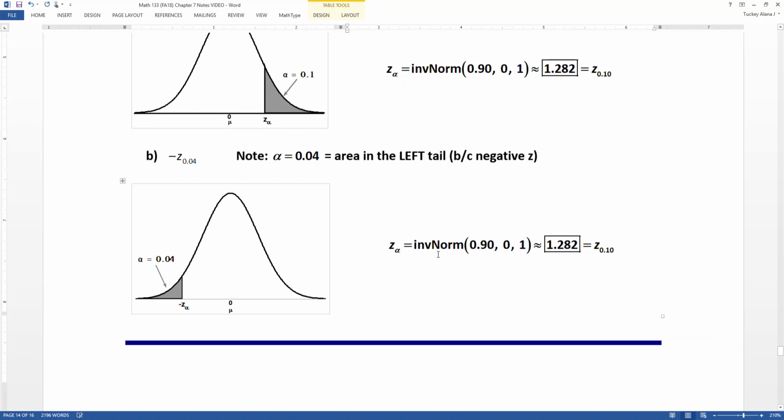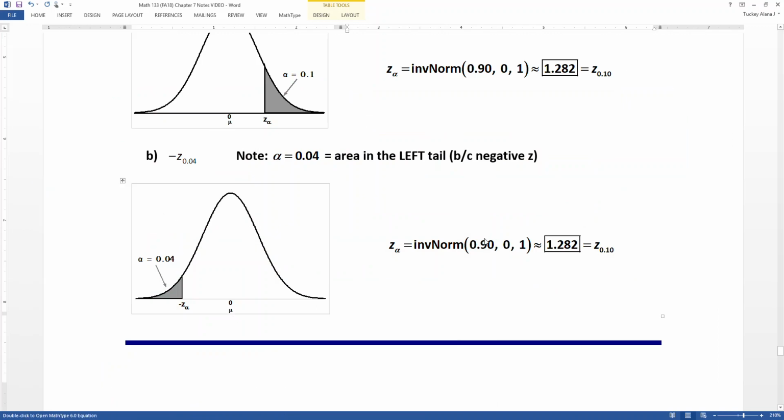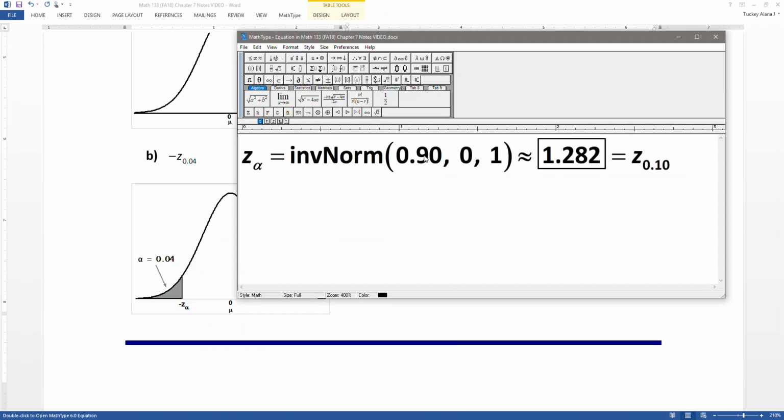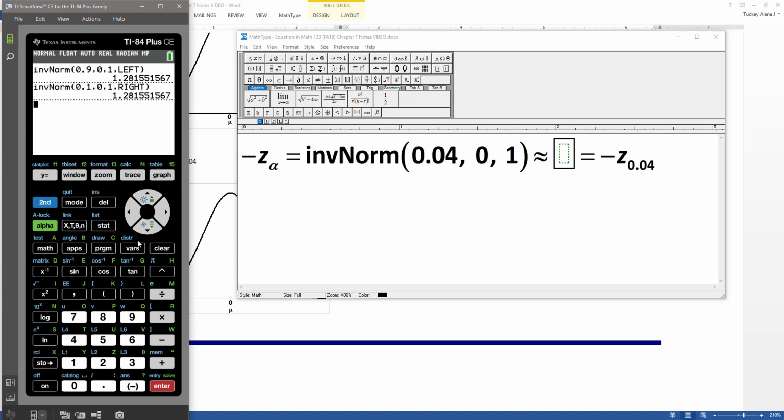Okay, well, negative z.04 is going to be inverse norm again because I know my area and I'm looking for my z-score. I know my left tail area in particular is 0.04. So I'm going to tell it inverse norm 0.04. And this will be my negative z alpha that I'm looking for. So it's negative z.04. So I have to go tell the calculator to do this because I don't know what the number is off the top of my head. So I'm going to grab my calculator. I'm going to tell it inverse norm. So second distribution, number 3. I'll say 0.04. 0 and 1 never changes for z's.